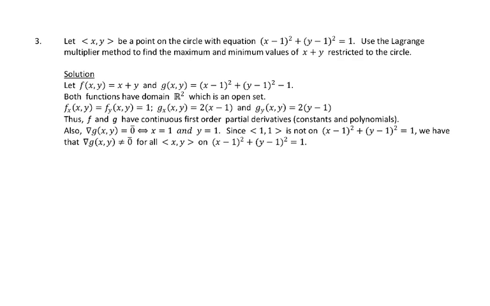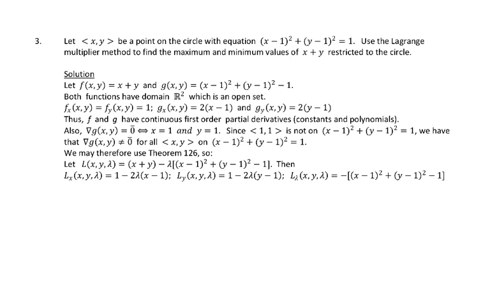Finally, we need to check that the gradient of g is unequal to the zero vector for all points on the given circle. So we note that if the gradient is 0, x must be 1 and y must be 1. But the point (1, 1) is not on the given circle, so the gradient of g is indeed not equal to the zero vector for all points on the circle. We may now use theorem 126. So we can define a new function L by putting L(x, y, lambda) equal to f(x, y) minus lambda times g(x, y).